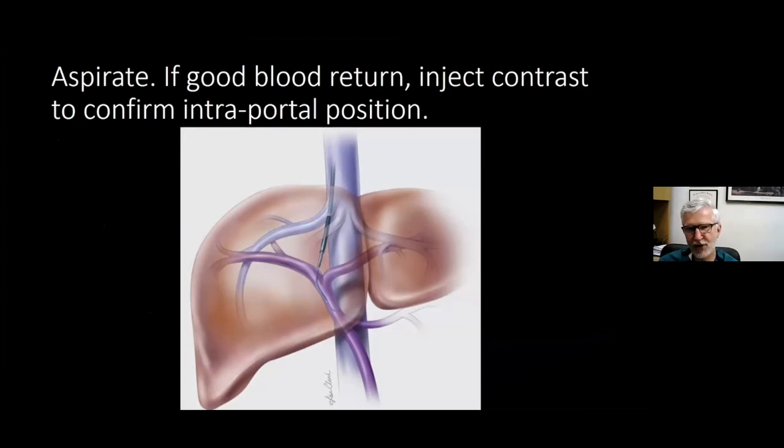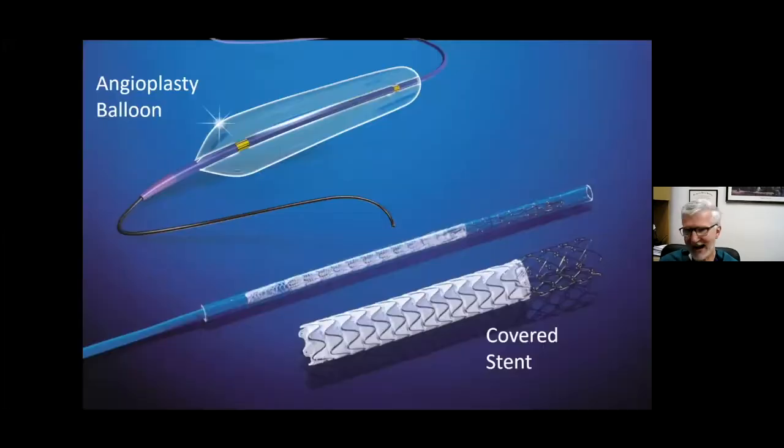If we get free flow of blood, we probably are in the portal venous system. We're going to inject contrast and see if we're in the portal system. And if we are, we're going to send a wire down into the main portal vein. And it's easy from there. We just simply dilate the tract with our balloon angioplasty catheter.